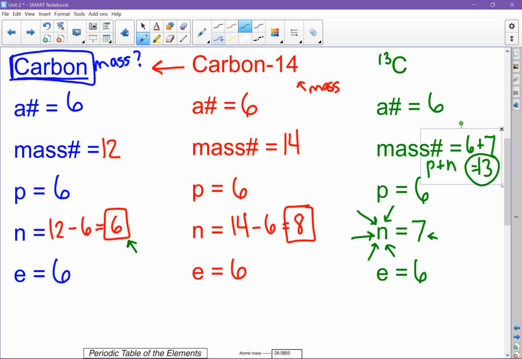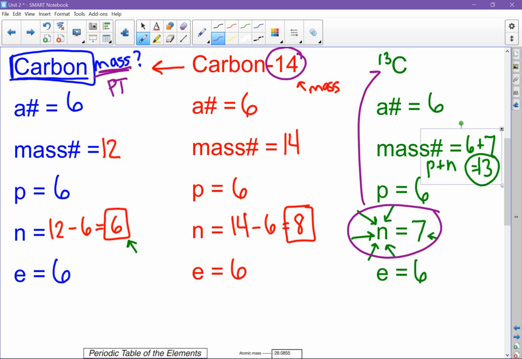So those are your 3 options. If you don't know the mass, go to the periodic table. If they give you the mass, use that one. If they give you the neutrons, use that to calculate the mass. That's the goal of these isotopes.